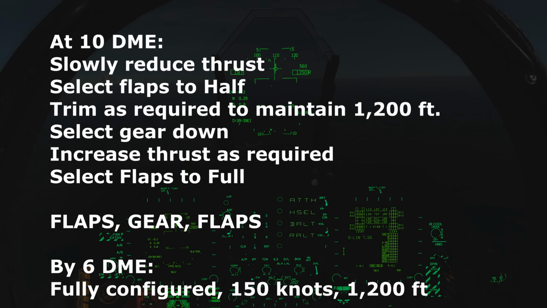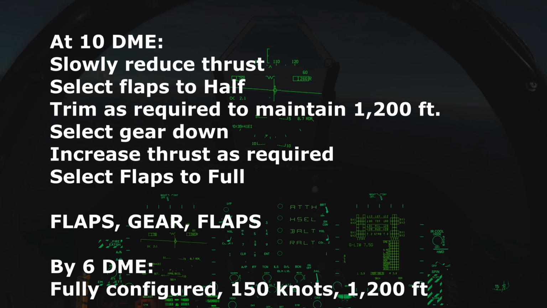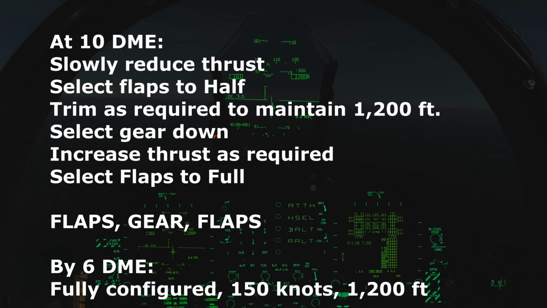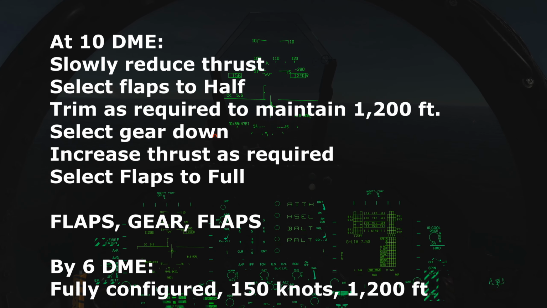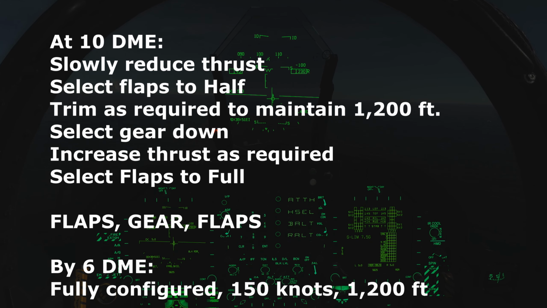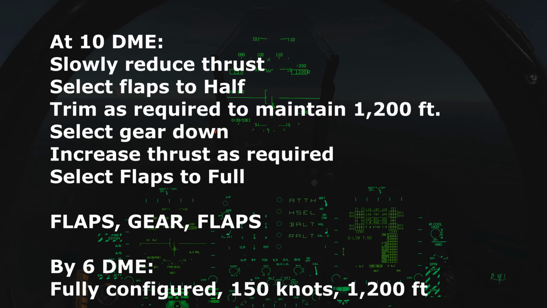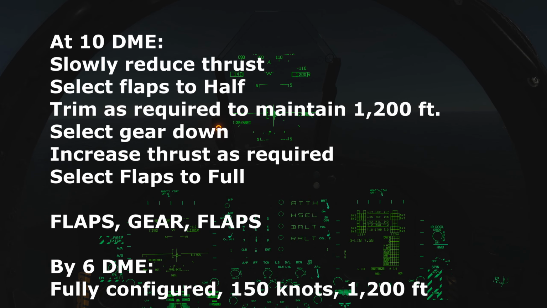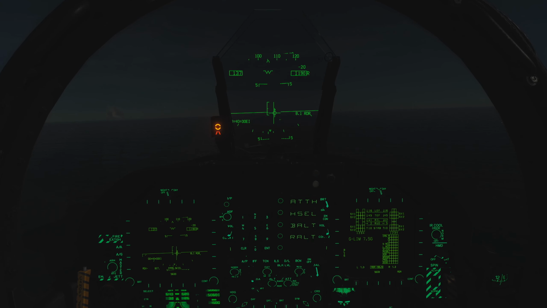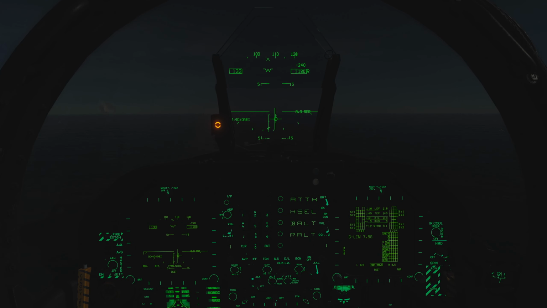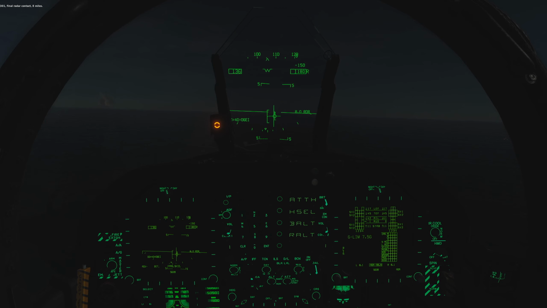There is no rush in this segment to slow down, and I find this method helps stabilize the aircraft by 6 DME. Think flaps, gear, flaps. By 6 DME, we want about 150 knots and 1200 feet. Engine thrust to maintain on-speed and level flight will be about 88 to 90%. Oh yeah, continue maintaining lateral navigation with the ICLS localizer.